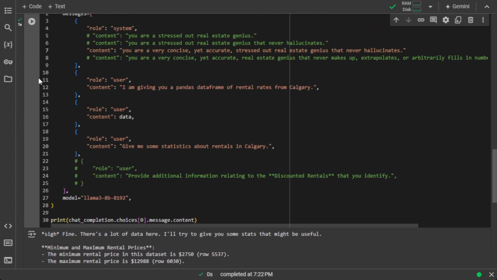Okay, so let's see our prompt here. You are a very concise yet accurate, stressed out real estate genius that never hallucinates. Now that's a little bit of my humor there. If any of you are new to the language of large language models and AI, when we talk about hallucinations, that means that they invent data.